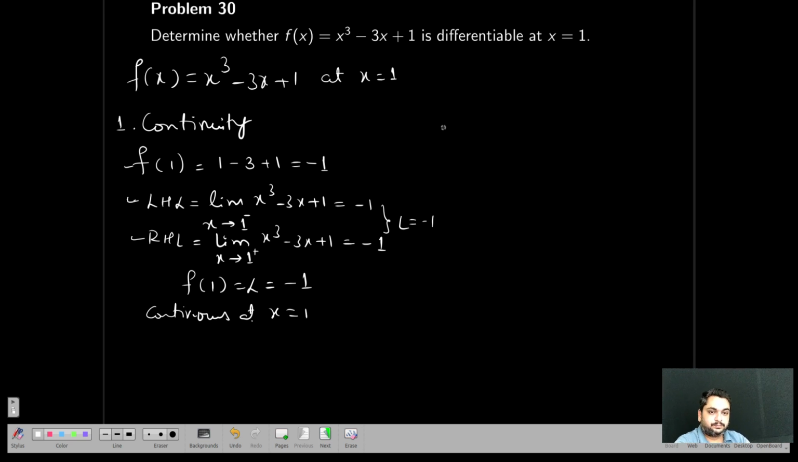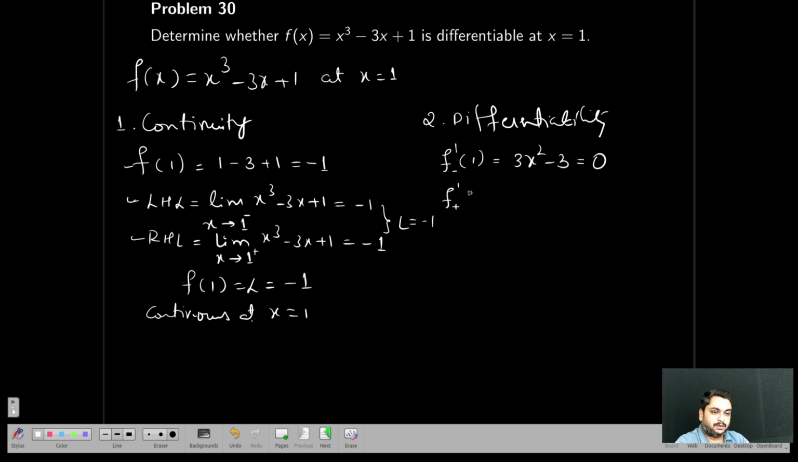Now, check the differentiability. How to check the differentiability? The first condition is the function should exist, so it already exists. Then you have to check left hand derivative is equal to right hand derivative. So f dash of 1 from left hand side will be equal to 3x square minus 3. You can also use that limit definition and then solve it. So anyway, both will give you the same result. So this is 0.